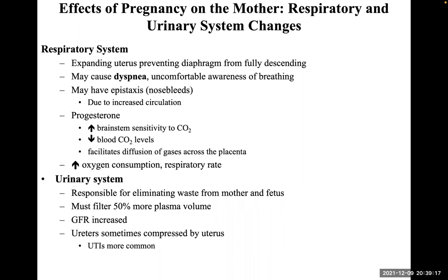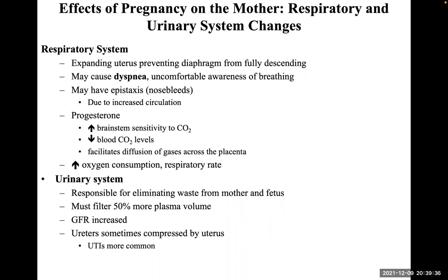Having a faster respiratory rate also pulls in more oxygen, so it makes more oxygen available to the developing embryo and fetus. The kidneys, of course, because you are increasing blood volume, have more blood that needs to be filtered. So being pregnant is taxing on the kidneys. You can see an increase in filtration rate, which is not surprising because you've increased blood volume.